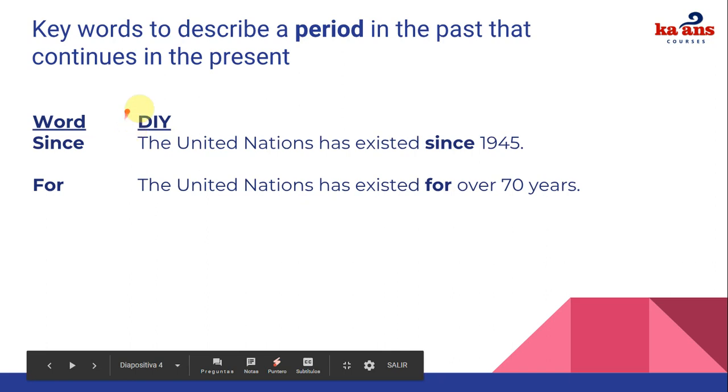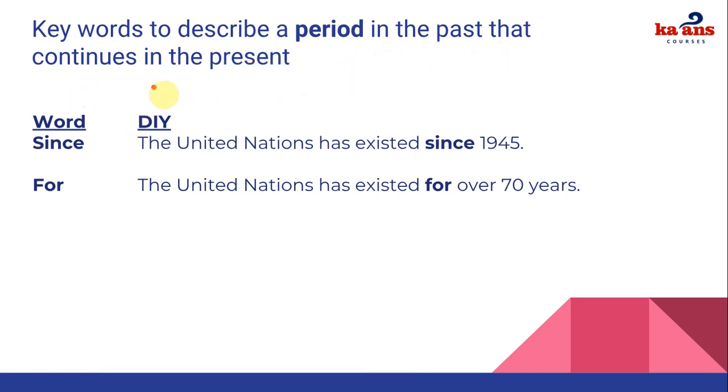We also have keywords to describe a period in the past that continues in the present. For example, we have since and we have for, and in previous units we discussed the present perfect, and we use the combinations with since and for. So keywords to describe a period in the past that continues in the present. This is important, that it continues in the present.